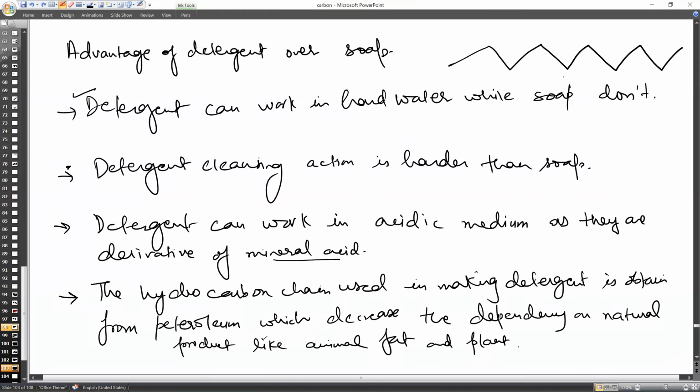But in case of detergents, this hydrocarbon chain is obtained from petroleum. So during the preparation of detergents, we are not dependent on natural things. The hydrocarbon chain is obtained from petroleum, which decreases the dependency on natural products like animal fats and plants. So please note this down also.